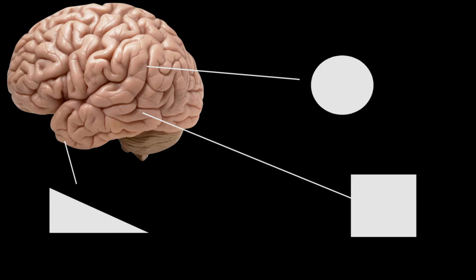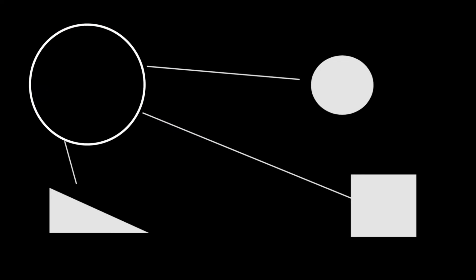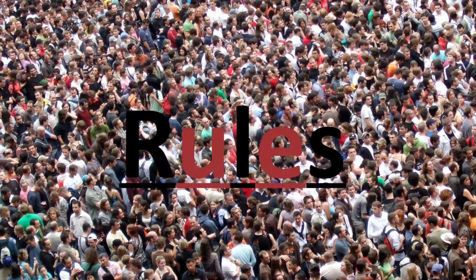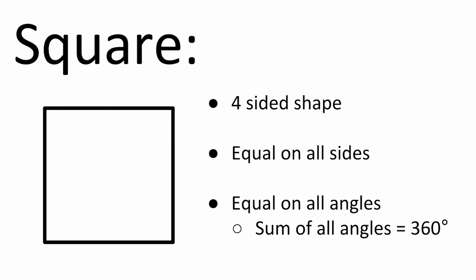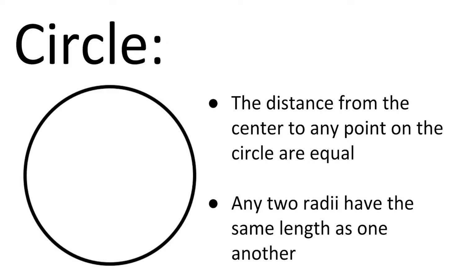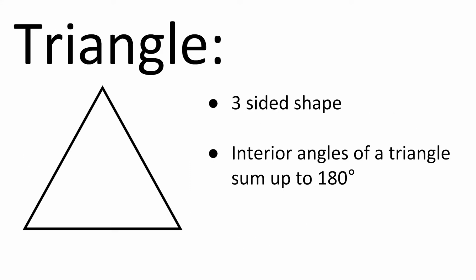This is where we start to see a real distinction between the way humans and machines learn. As humans, we have rules that constitute what squares, circles, and triangles are. A square is a 4-sided object, which is equal on all sides and all angles. The total of these angles equals 360 degrees. A circle is a shape where the distance from the center to any point on the circle is equal, and that any 2 radii have the same length as one another. A triangle has 3 sides, and the interior angles of a triangle sum up to 180 degrees.